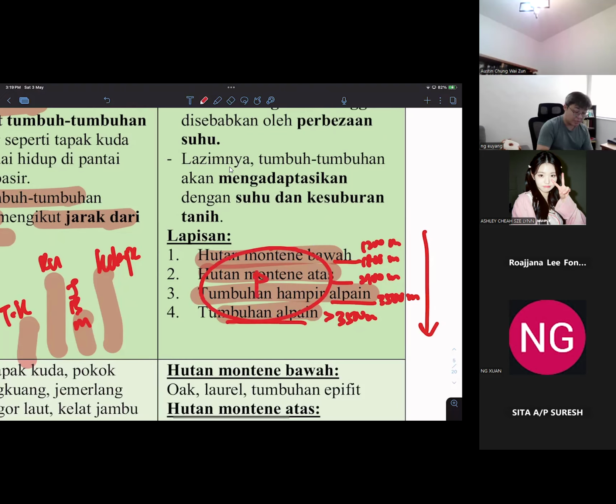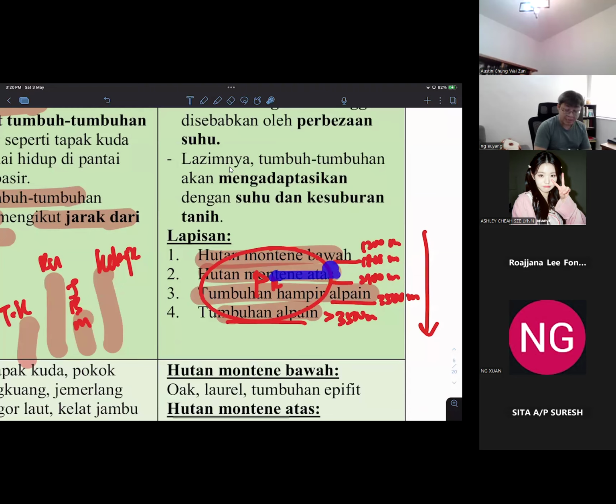Okay, so the P in the center is because we have the periuk kera. You guys know what is periuk kera, right? The plants trying to consume the insects, the bugs. So this is the periuk kera. So that's why you can try to mention OPK, able to survive in the lapisan montane atas and tumbuhan alpine. Just that this is a lower layer, right?